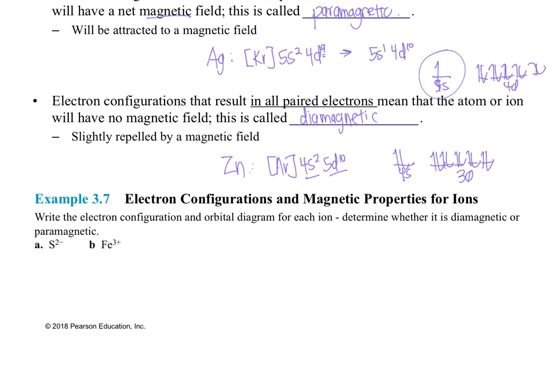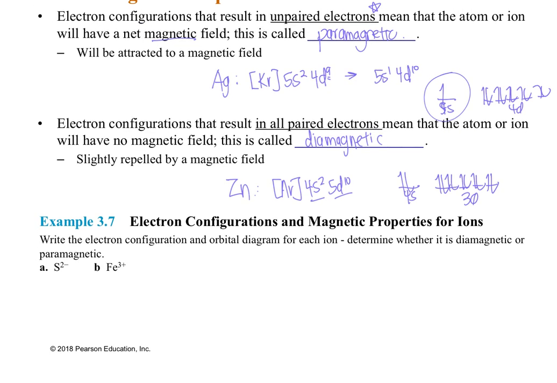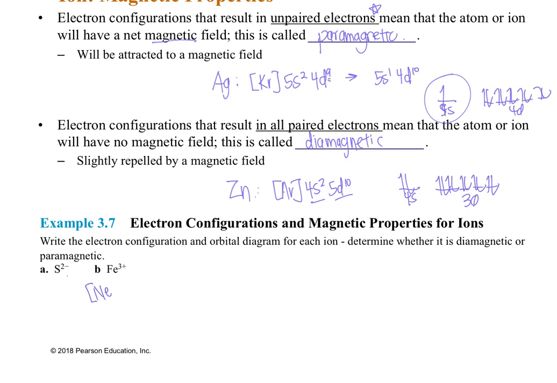So we can do the same thing with the ions and figure out if an ion is magnetic. If I have sulfide, so sulfur has an electron configuration of neon, and then it becomes 3s2, 3p4, but we're adding 2 additional electrons because it's sulfide, S2 minus, so it'll be 3p6. So we have our 3s and our 3p, all filled. So this would be diamagnetic.